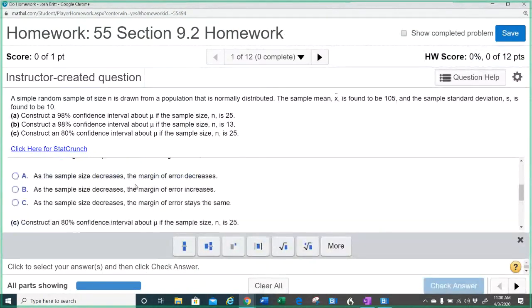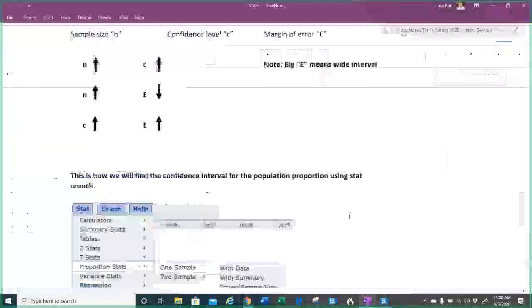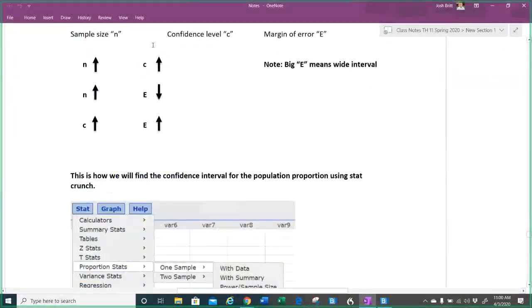All right. And there's going to be some questions in this section where you might want to jot down this right here. This is a little diagram I give my students in class. It just says as sample size goes up, confidence goes up. As sample size goes up, margin of error goes down. And as confidence goes up, margin of error goes up. And if you swap any of these arrows, so for example, if you said confidence here goes down, then you would swap the direction of this arrow as well. So margin of error would go down.